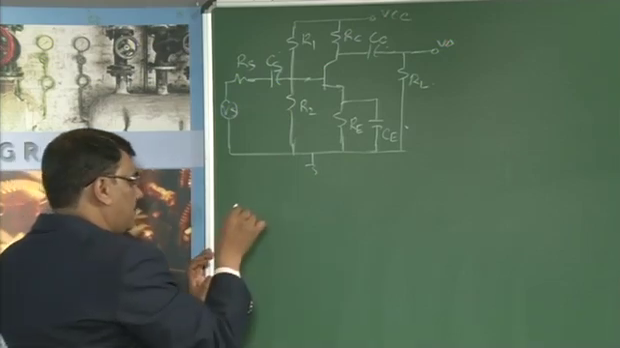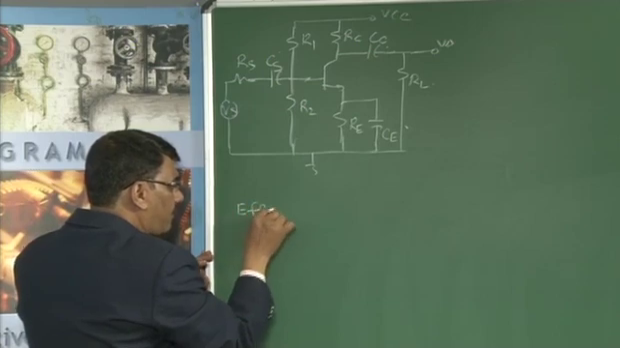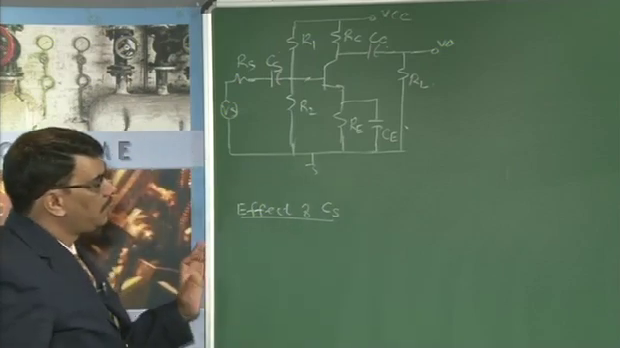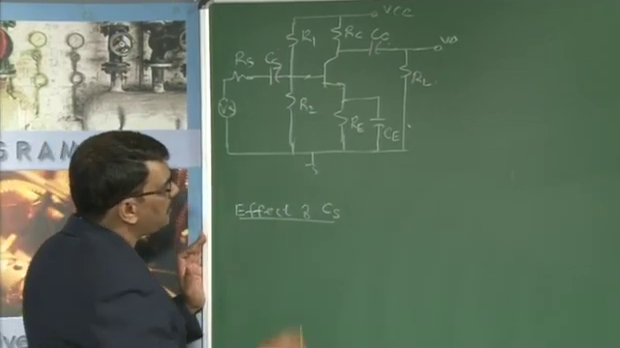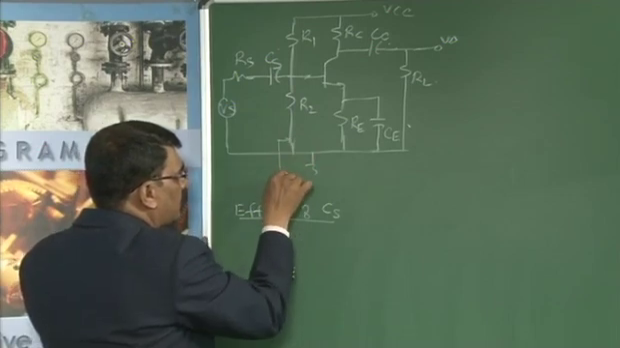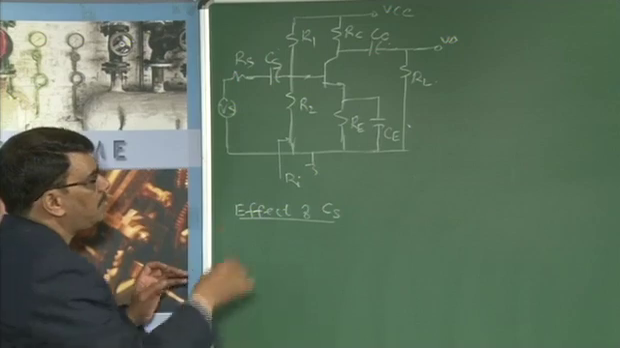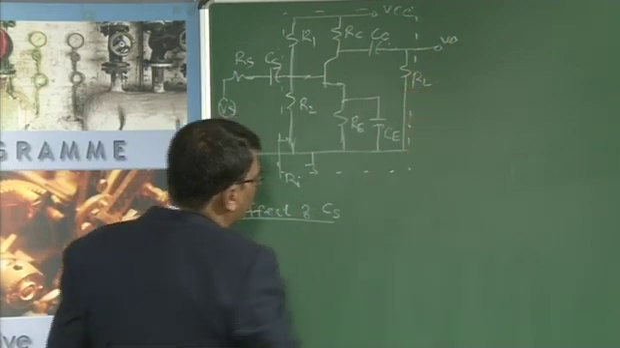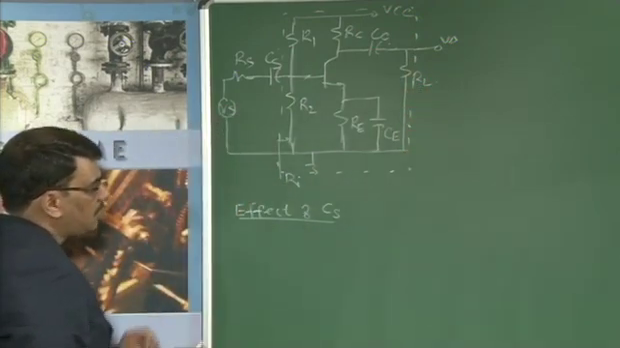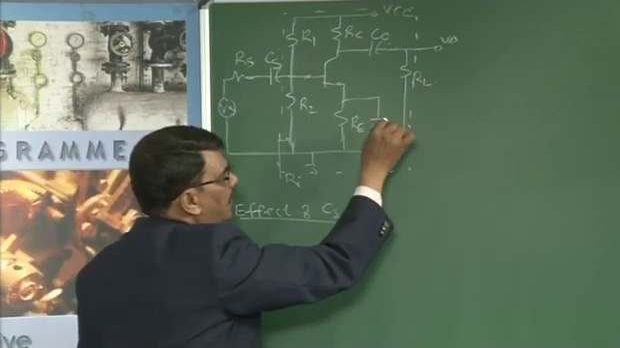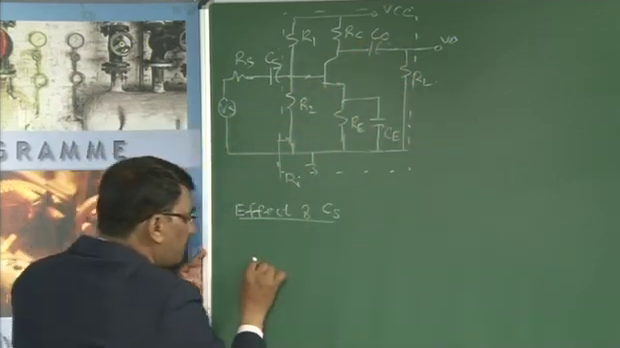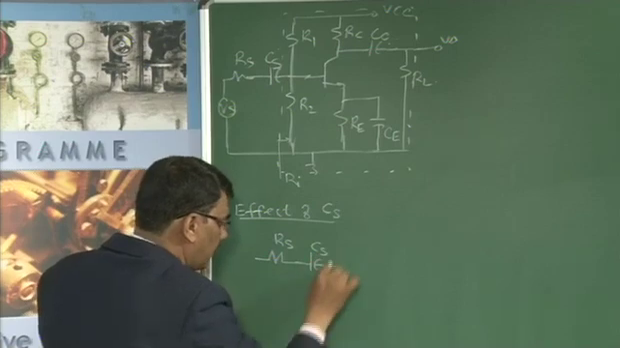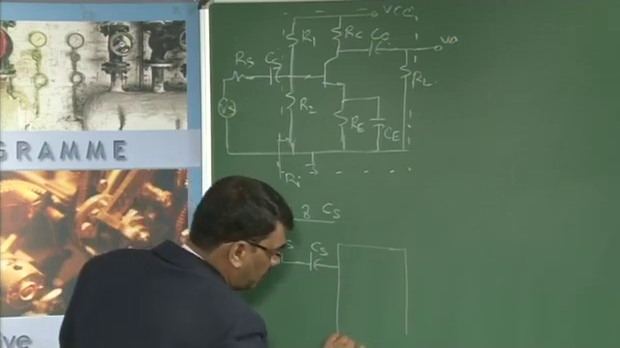First, let us consider the effect of coupling capacitor CS. To consider its effect, we need to determine the resistance at this point, Ri, because we have to replace this entire circuit with its equivalent resistance. That means, to determine the effect of the coupling capacitor, we are ignoring the effect of CE and CC here. Then this circuit becomes RS in series with CS, and this is applied to the amplifier.